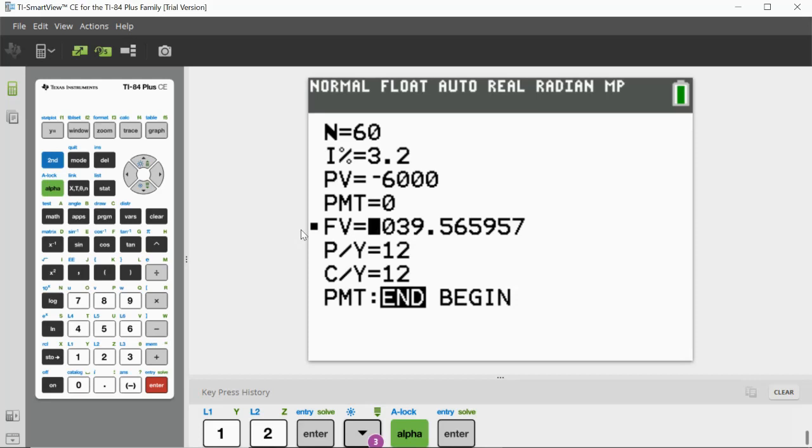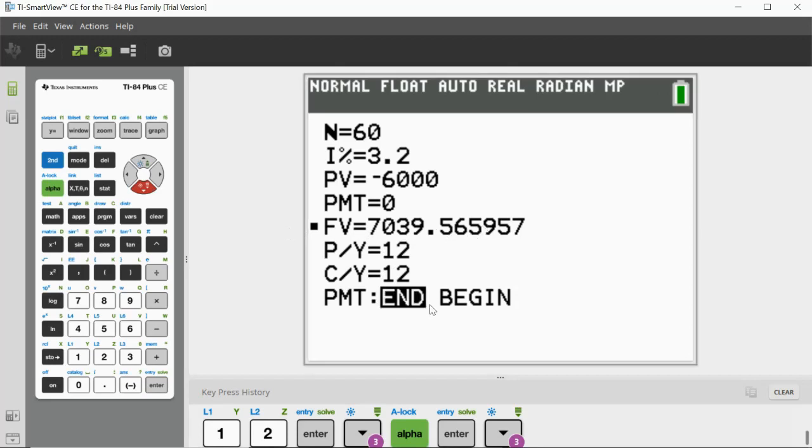So we have $7,039.57 when this is rounded off. These PMT values at the end, just leave them the way they are by default. I'll explain what those mean in a later chapter.